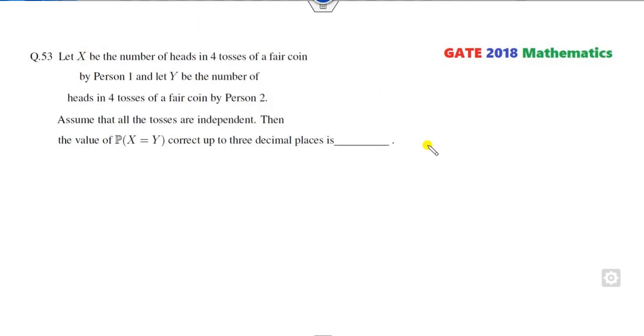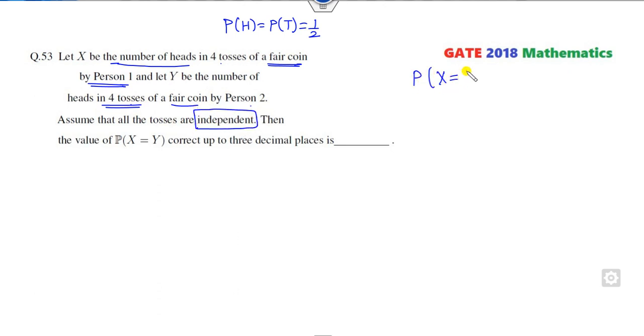Okay, look at this another one. X is the number of heads in 4 tosses of a fair coin. So what is the meaning of that? It is a fair coin, so the probability is half. Y is the number of heads in again 4 tosses of a fair coin, probability half. All the tosses are independent, then you have to find the probability that x is equal to y.